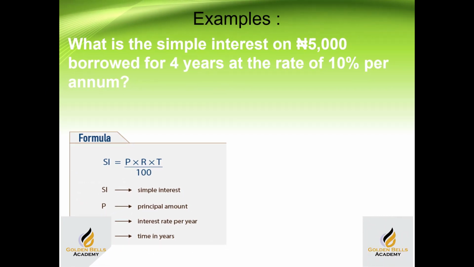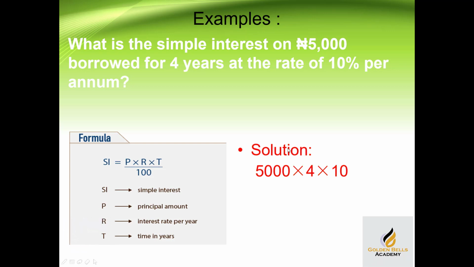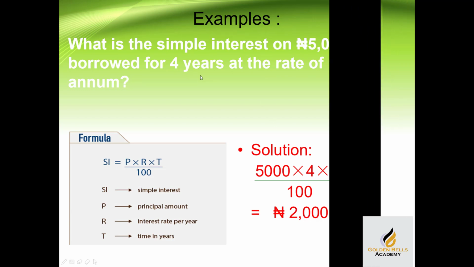Now look at the solution to the question. Don't forget the principal is 5,000. The time is 4 years. The rate of interest is 10%. So 5,000 times 4 times 10 divided by 100. So let this 0 cancel out this 0. This 0 also cancels out this 0. So you have 50 times 4 times 10, and at the end of the day you have 2,000 naira. So the simple interest on 5,000 naira borrowed for 4 years at the rate of 10% is 2,000 naira. Do you get it now?